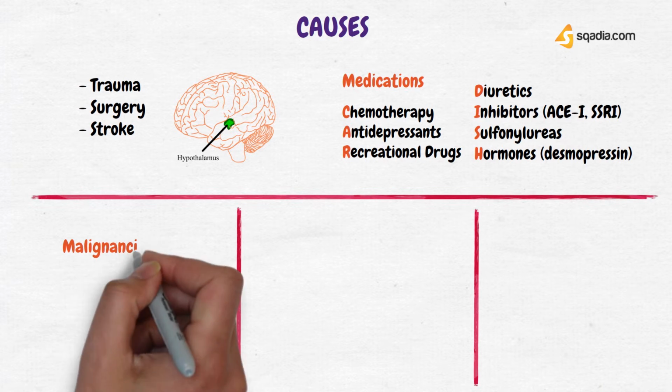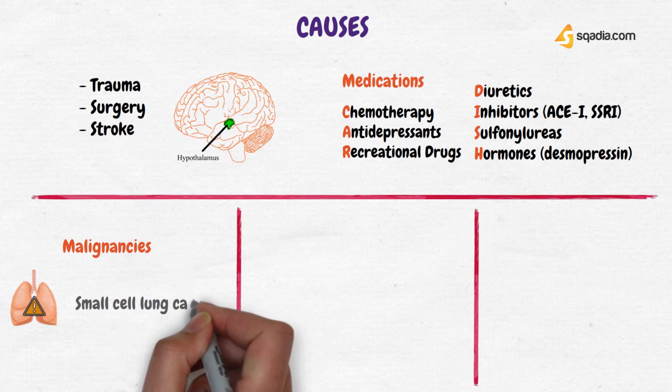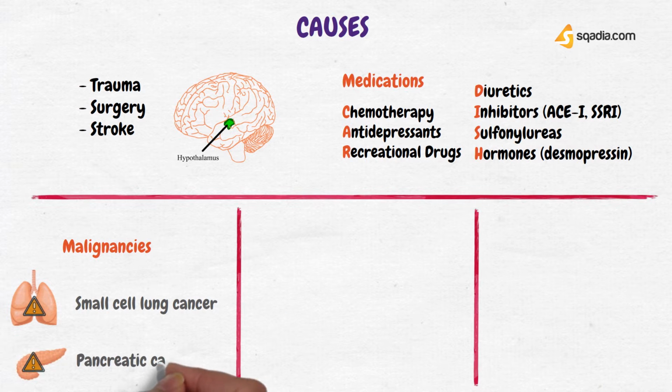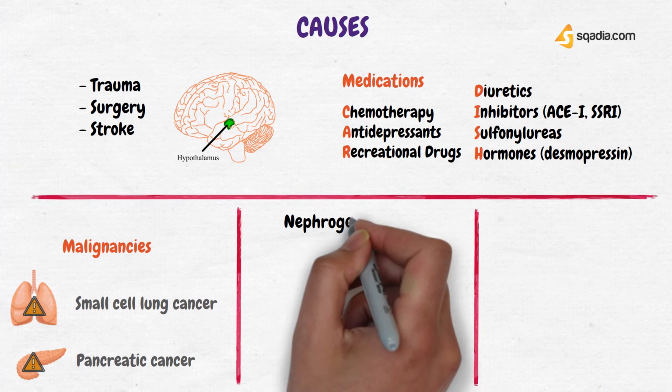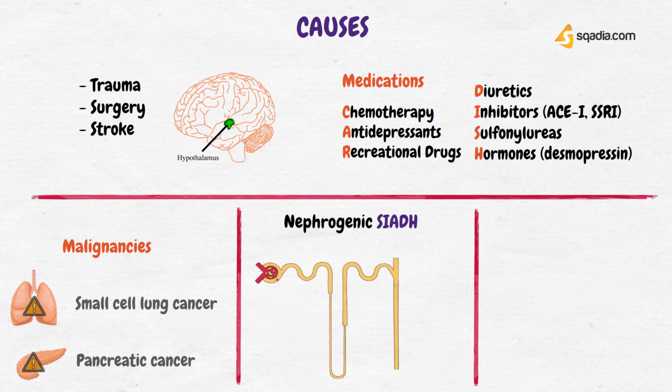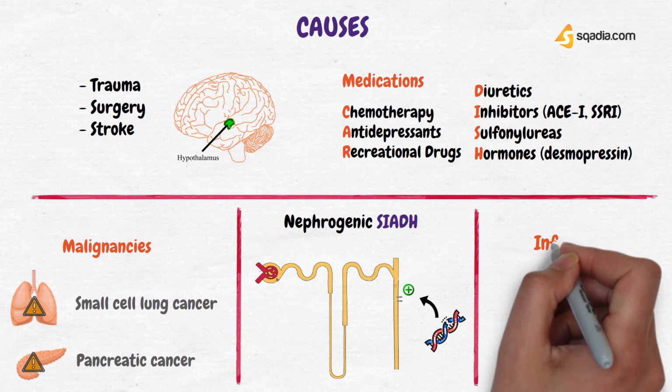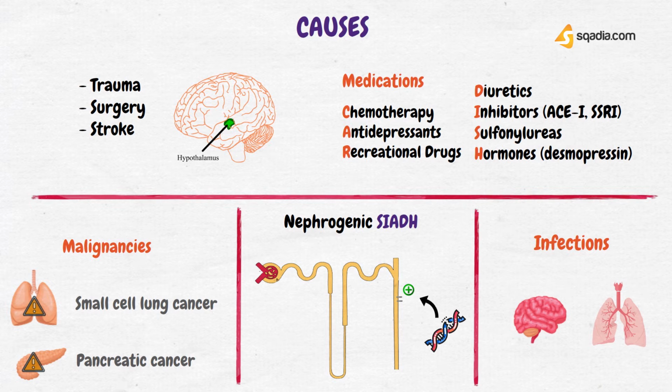Malignancies such as small cell lung cancer and pancreatic cancer can also cause SIADH. Nephrogenic SIADH occurs due to a mutation of aquaporin II channels that cause them to remain open. Finally, central nervous system infections and chest infections can also be a cause.